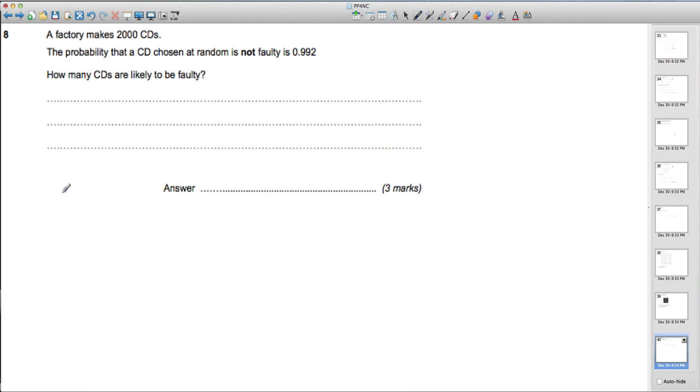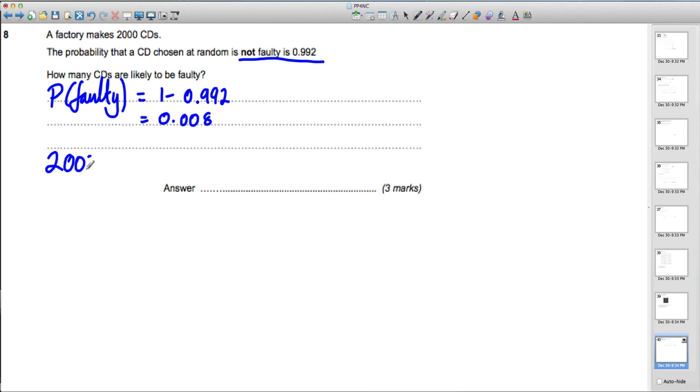Next, question 8. A factory makes 2,000 CDs. The probability that a CD chosen at random is not faulty is 0.992. How many CDs are likely to be faulty? So this is not faulty. The probability that it's faulty would be 1 subtract 0.992, which of course is equal to 0.008. Therefore, out of 2,000 CDs, 2,000 multiplied by 0.008 would give you how many CDs you would expect to be faulty. And the answer is about 16. So 16 is your answer.